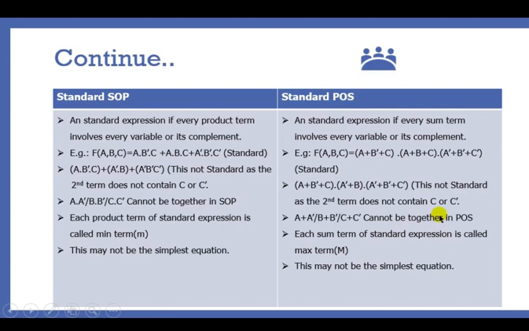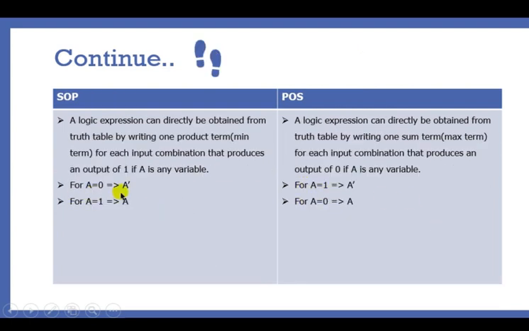For SOP, A equals 0 is denoted by A bar and A equals 1 is denoted by A. But in product of sums, which is POS, A equals 1 is denoted by A bar and A equals 0 is denoted by A.